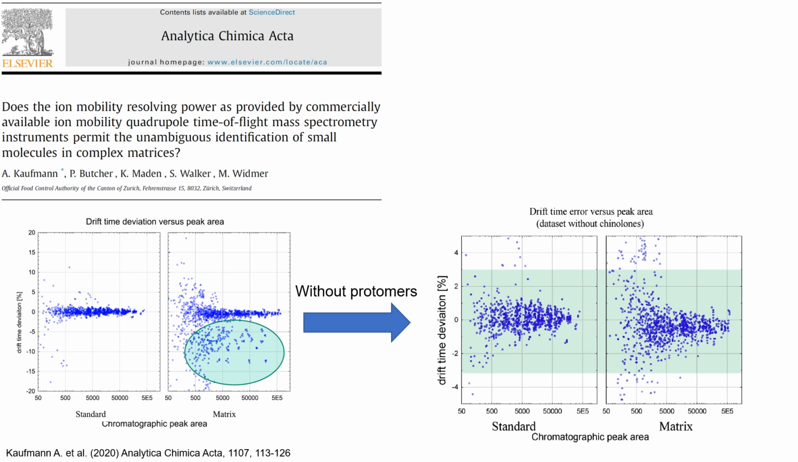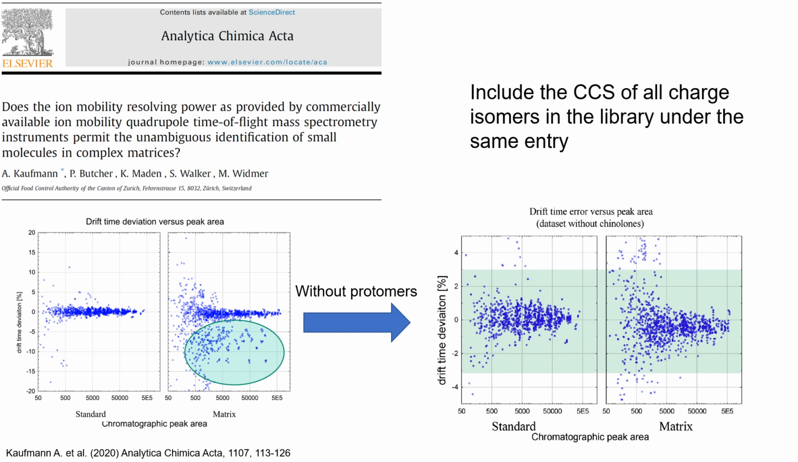This is clearly explained by this plot, where we can appreciate a negative bias of drift time when we consider a matrix extract. But when we exclude from the dataset the analytes suspected to produce protomers, we can see a drastic improvement with CCS deviations below 4% in most cases.